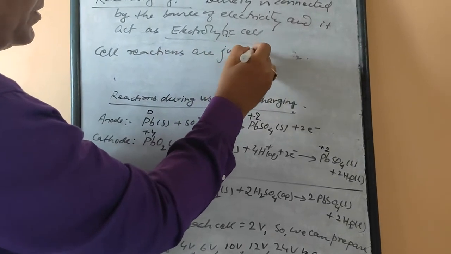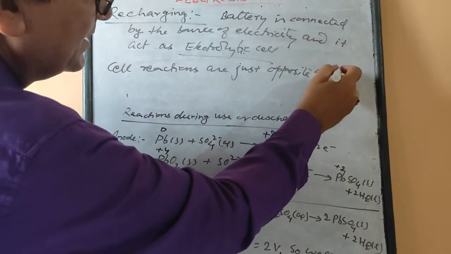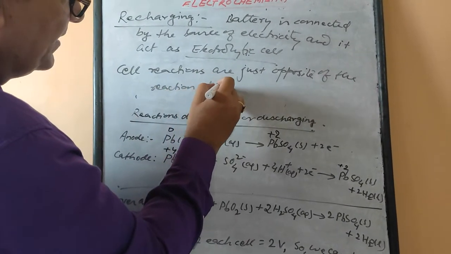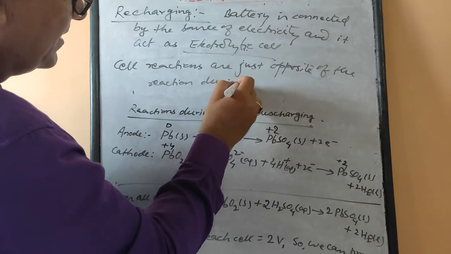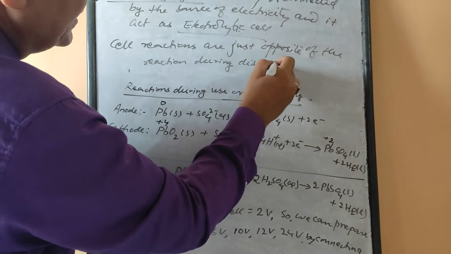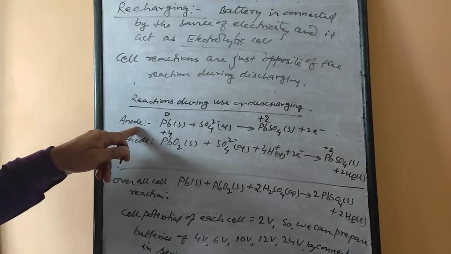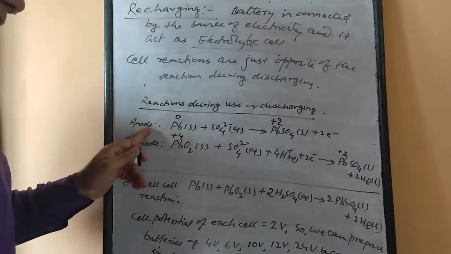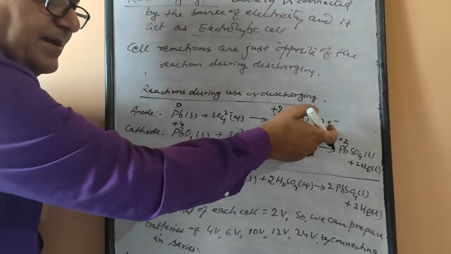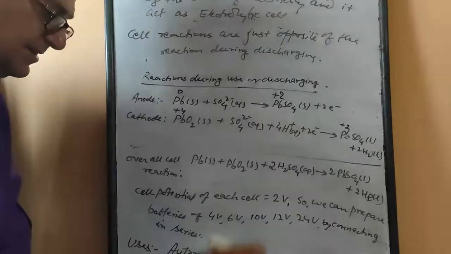just opposite of the reactions during discharging. Means the electrode where oxidation takes place, in that you have to write this thing on the left and this thing on the right. Here this is on the left and this is on the right.